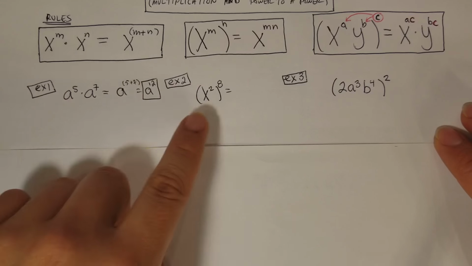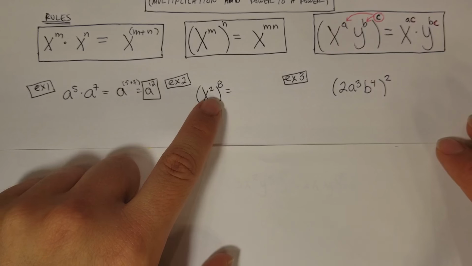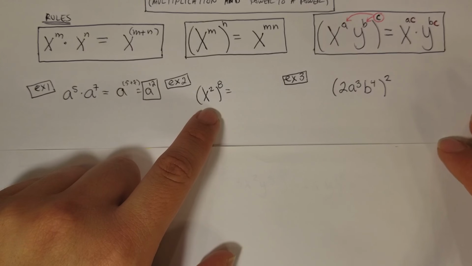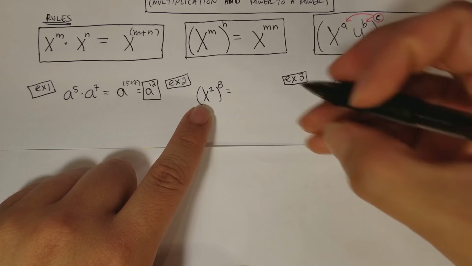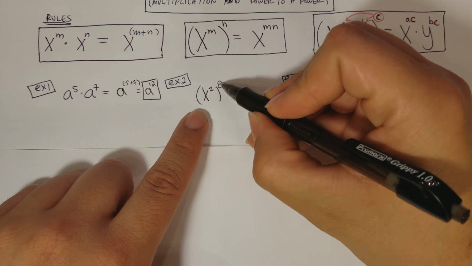Okay, example number 2. X to the power of 2, and then all that to the power of 8. Well, if you look at this rule, it means you have a power to a power, which means you multiply the exponents. So that becomes x to the power of 2 times 8, which is 16.